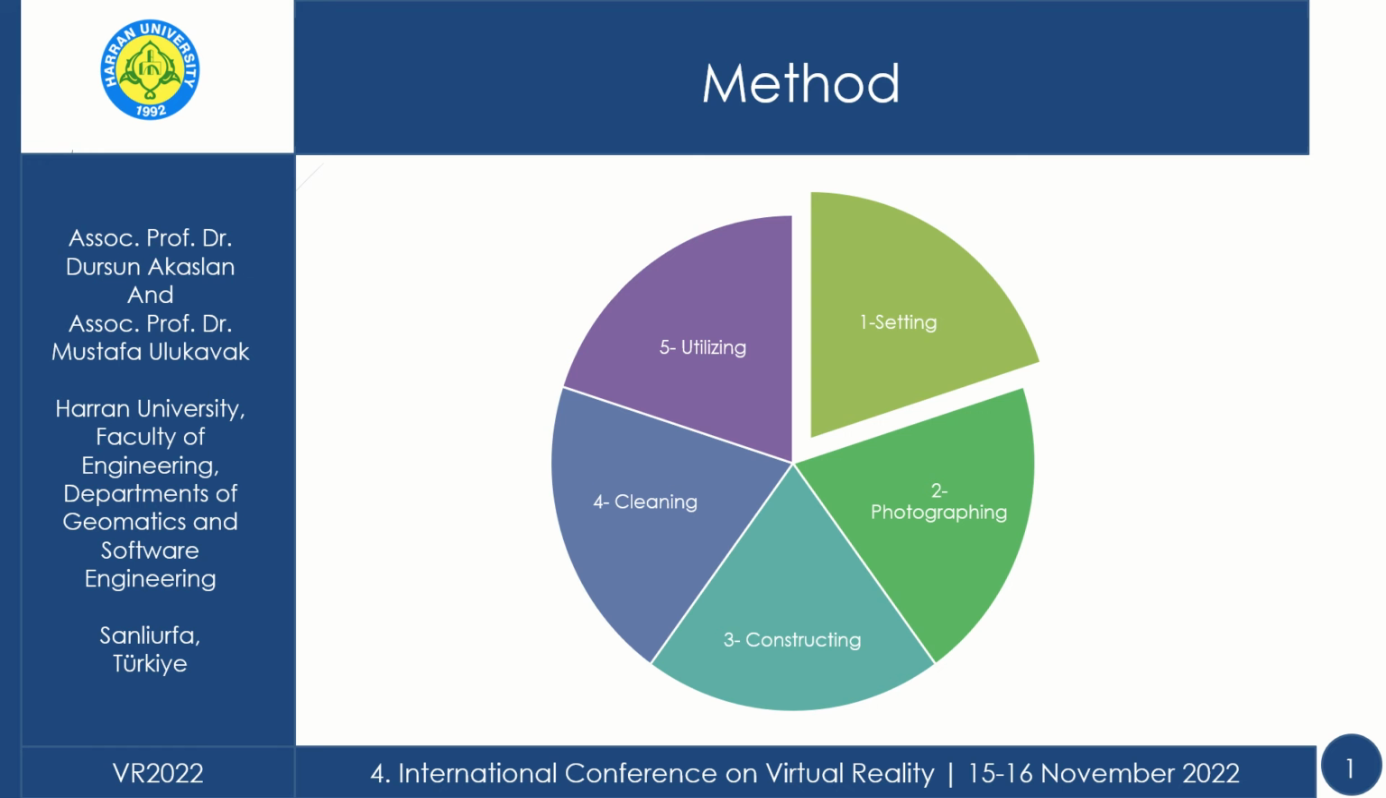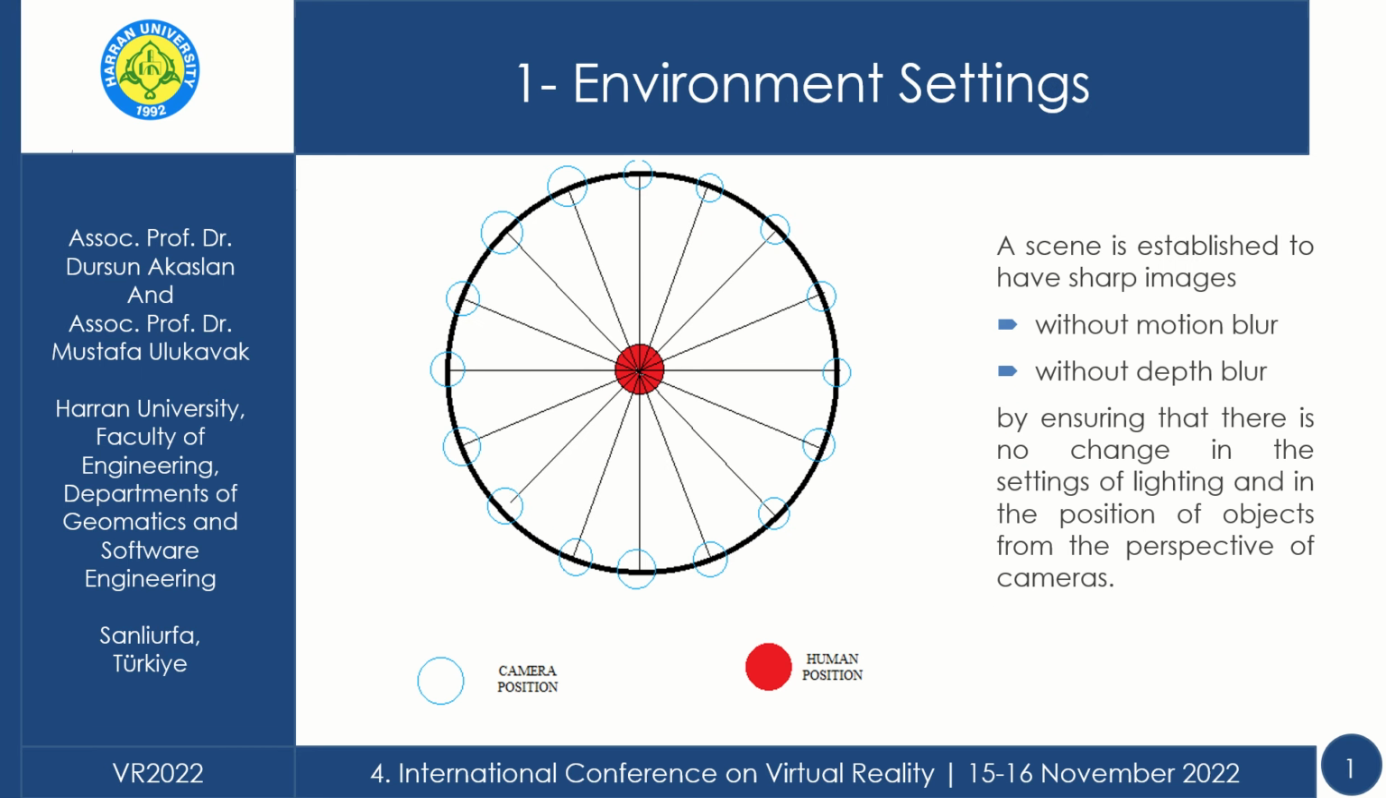We follow 5 stages for implementing realistic 3D models. First of all, settings, and then photographing, and then constructing, and then cleaning, and then utilizing. Let me explain these stages in detail.